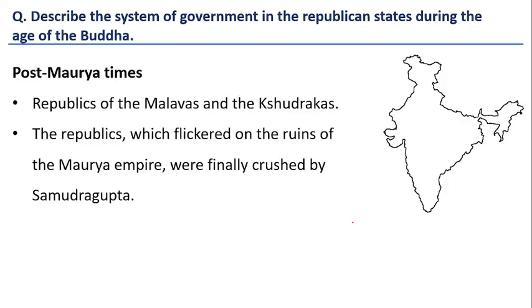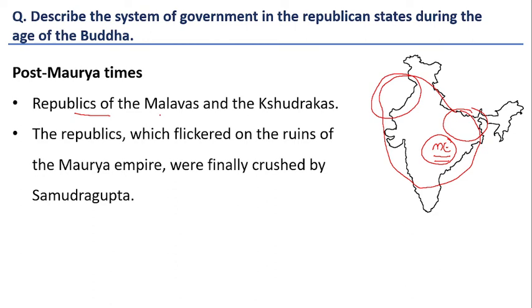So this is how the republic form of government was there during ancient times, and mainly during the age of Buddha, in the Indus plains and in the eastern part of the Gangetic plain, republics were there. However, after Buddha, the Mauryan Empire emerged. The Mauryan Empire almost integrated the entire Indian subcontinent under one rule. After the Mauryan Empire also, some republics still existed in the form of Mallavas and Shudrakas.